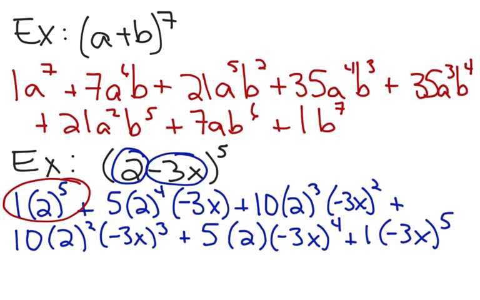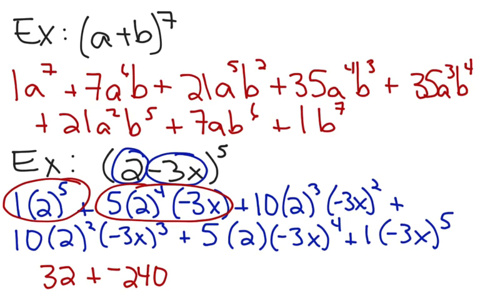1 times 2 to the fifth, let's see, 2 times 2 is 4, times 2 is 8, times 2 is 16, times 2 is 32. Plus 5 times 2 to the fourth times negative 3, let's see, is going to be, 2 times 2 is 4, times 2 is 8, times 2 is 16, and 16 times 5 is 80, and 80 times 3 is 240, but it's times negative 3, so it's going to be negative 240x.